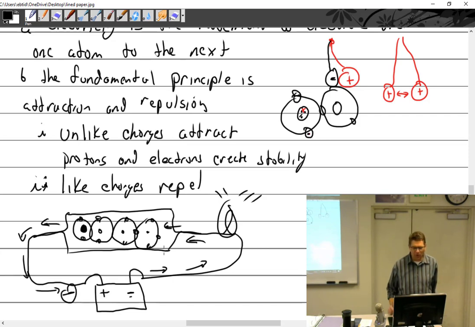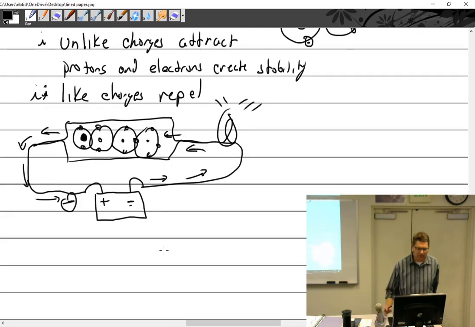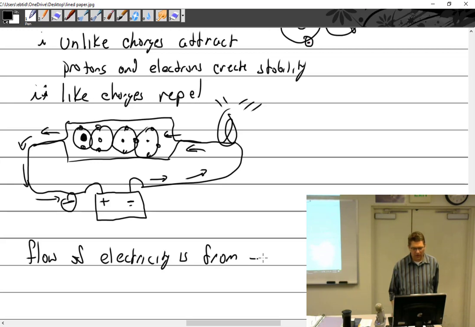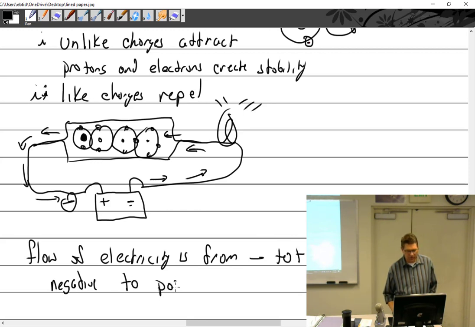So this negative right here is attracted to the positive. Therefore, the flow of electricity is from negative to positive. That looks like taught. From negative to positive. There we go.